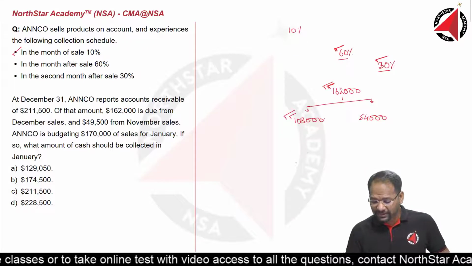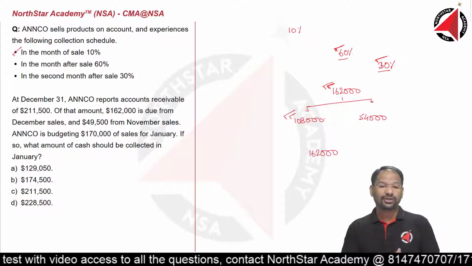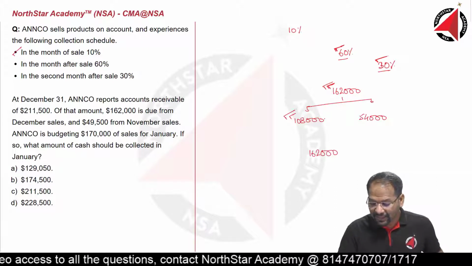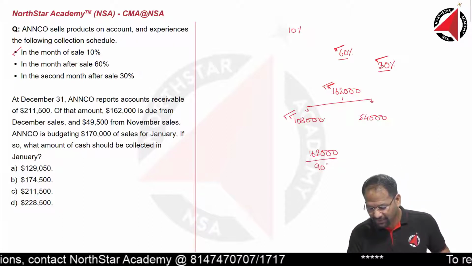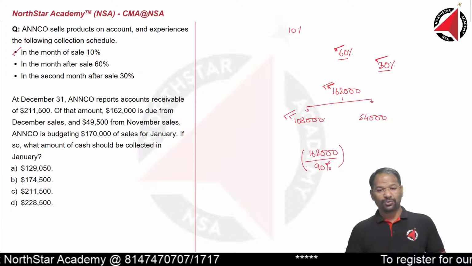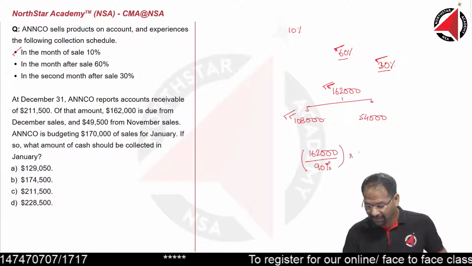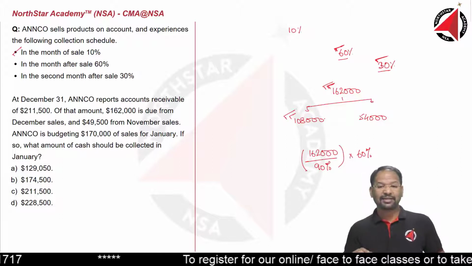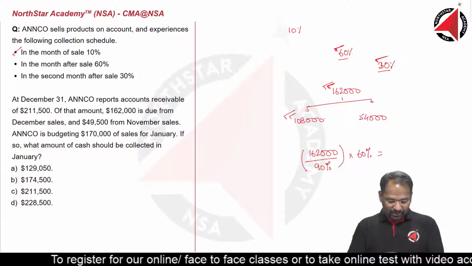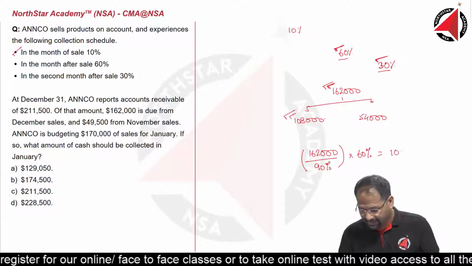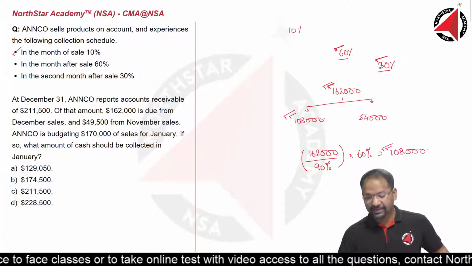The other way of doing it is: $162,000 represents how much percentage which is outstanding? It represents 60% and 30%, total 90% outstanding. So we can divide by 90%. When we do, we will get the 100% value. And what is 100%? The total sales is always equal to 100%. And then we can multiply with 60%, which shall be collected in the month of January. So $162,000 divided by 90% into 60%, you will get exactly the same number, $108,000. So this is the amount which shall be collected in the month of January.